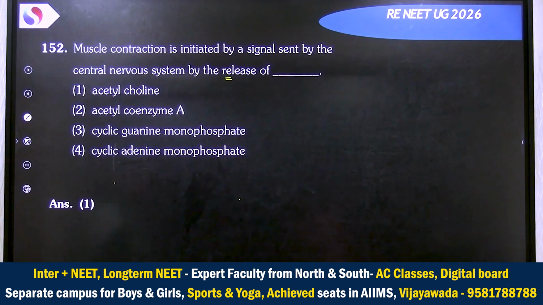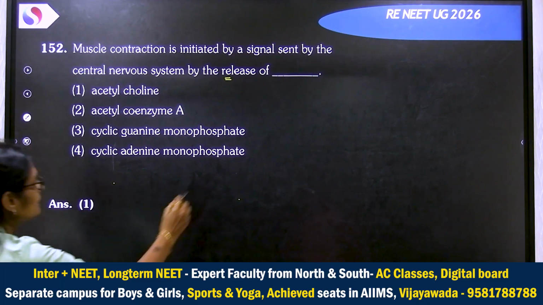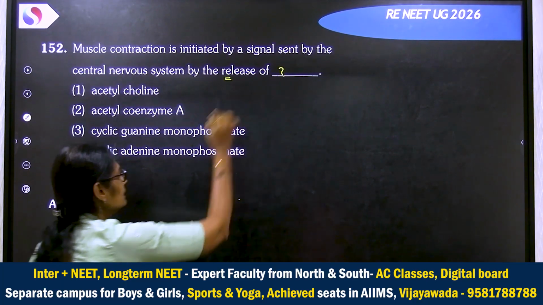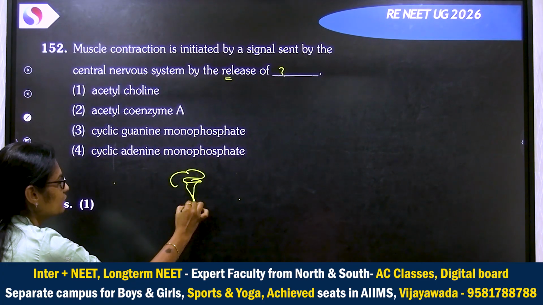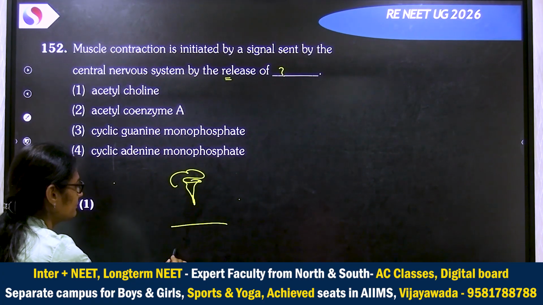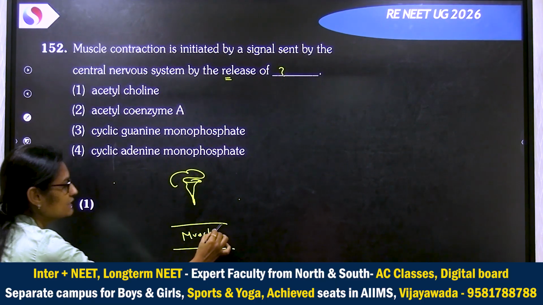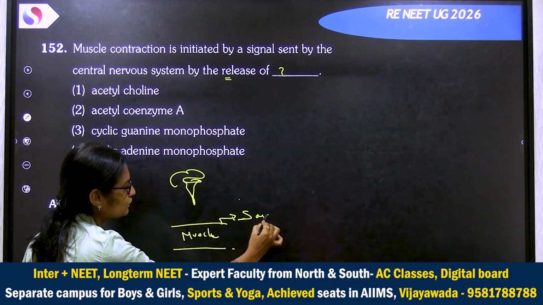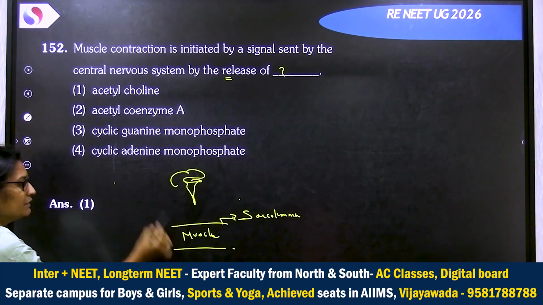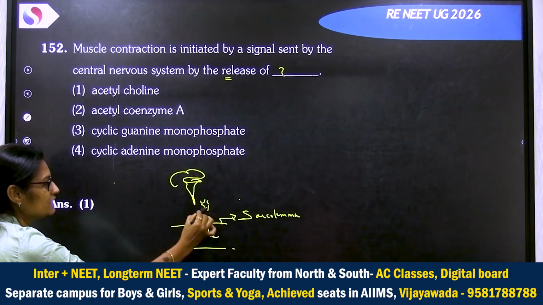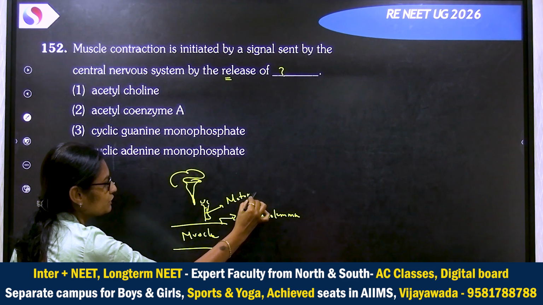Now, muscle contraction is initiated by a signal sent by the central nervous system by the release of which chemical, they gave. So the central nervous system is the one which carries all the impulses, whatever activities have to take place in our body. What I have drawn is a muscle. Muscle plasma membrane is called the sarcolemma. The neuron which carries the impulse from the brain to the muscle is a motor neuron. Whatever neuron I have mentioned here, it is a motor neuron.